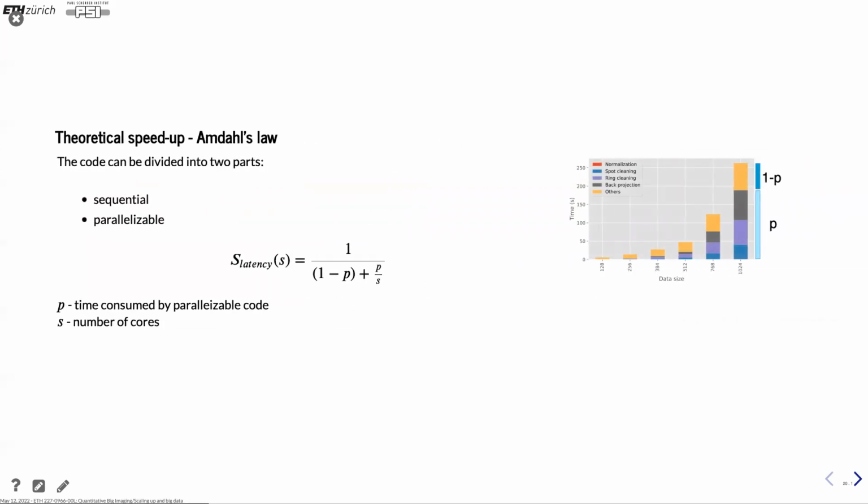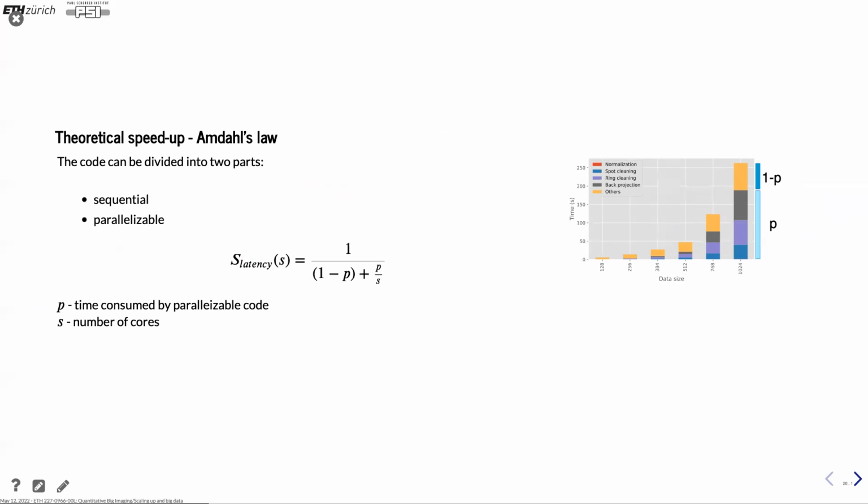The theoretical speedup you can expect is described by Amdahl's law. The code has different components: one is sequential, which can only be executed in sequence, and one part is parallelizable. This equation here gives the so-called latency. After a while, you can see that it converges to a plateau, because then it's essentially only this part here that determines how long it takes. If you divide this P by 1,000 or 10,000, it just gets smaller and smaller and doesn't bring much contribution to the whole speedup effect.